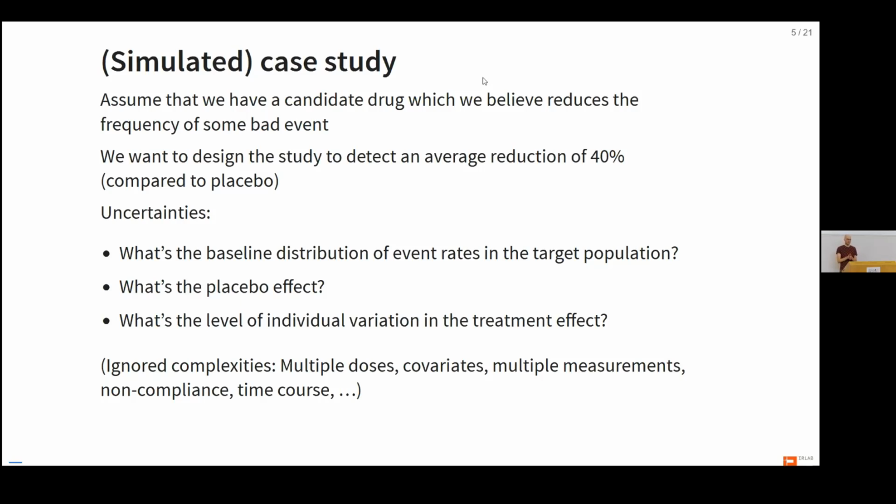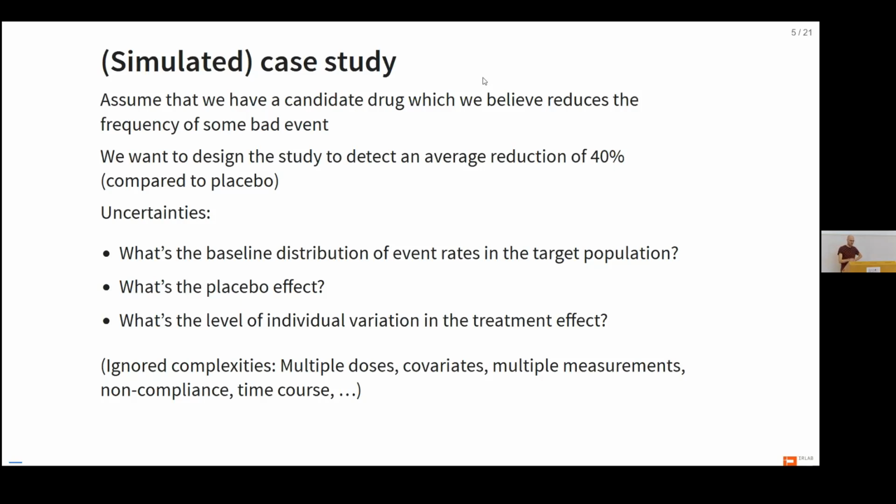And then we have a list of uncertainties. So for example, what's the baseline distribution of this event rate in the target population? So baseline here means when you enter the trial, but before you get treatment or control. Placebo. What's the placebo effect? And what's the level of individual variation? So we say that there's an average reduction of 40%, but of course it varies from patient to patient. And yeah, so we will have these uncertainties, and we want to include them in the model to be able to make good estimates for how the study would run.